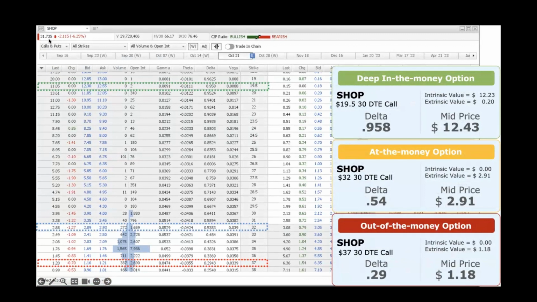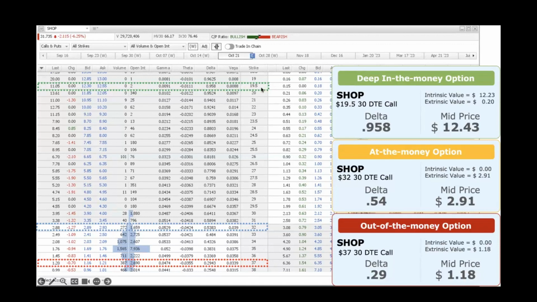Shopify is at 31.73 when this was taken, down 6% for the day. This is a very deep in the money option. This strike price is 32. That's very close to the at the money option. And we've got a slightly out of the money option, which is a 37 strike.